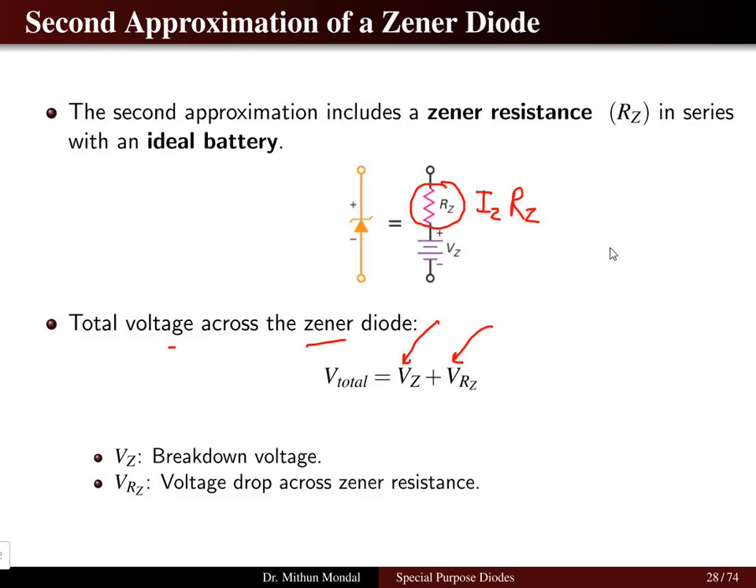denoted by the Zener current multiplied with the resistance of the Zener diode. If we take this diode to be ideal, then you need not consider the resistance of the Zener, and hence the voltage drop will also be 0 for the ideal diode. Then the total voltage will be equal to the Zener voltage, where Zener voltage is nothing but the breakdown voltage.